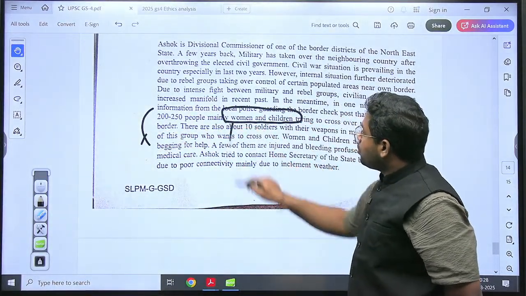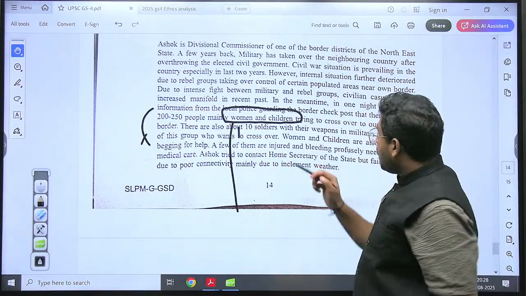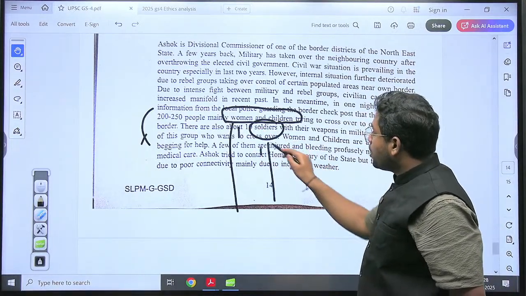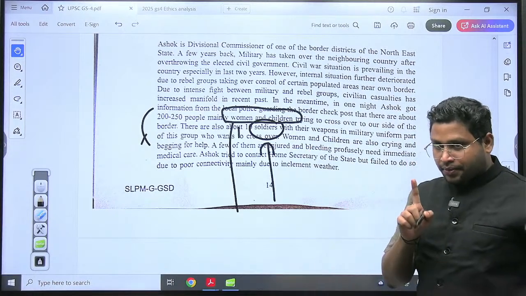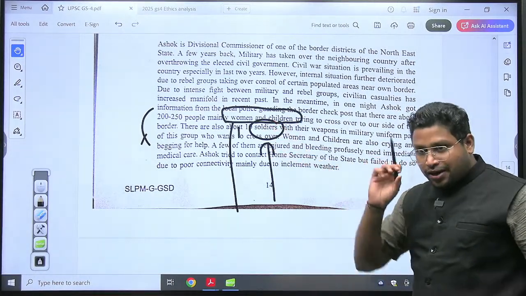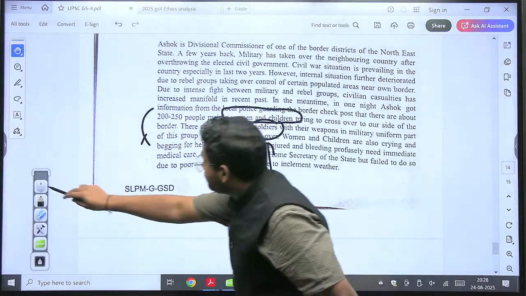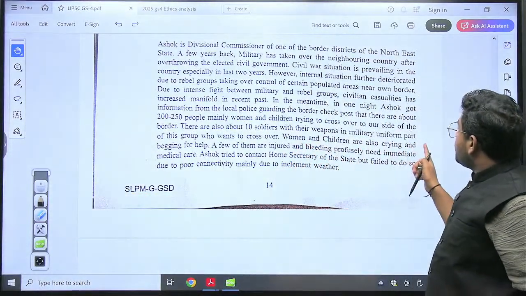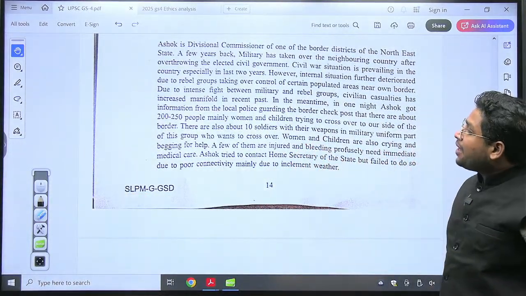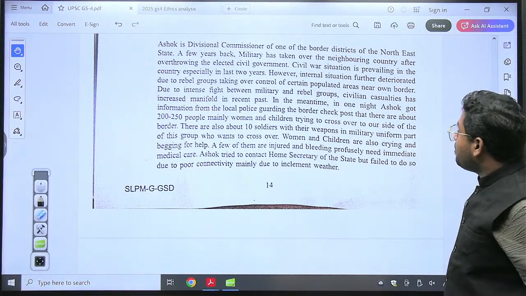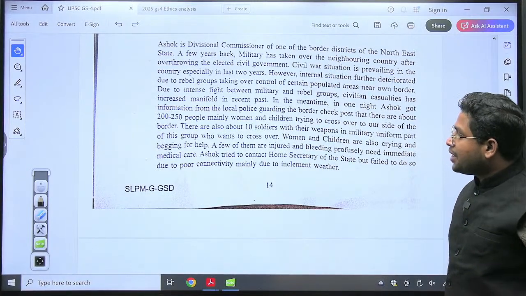Women and children, you have to deal with them differently. And there are soldiers in uniform, you have to deal with them differently. Okay, remember this part while writing the answer for this. Women and children are also crying and begging for help. A few of them are injured and bleeding profusely, need immediate medical care.